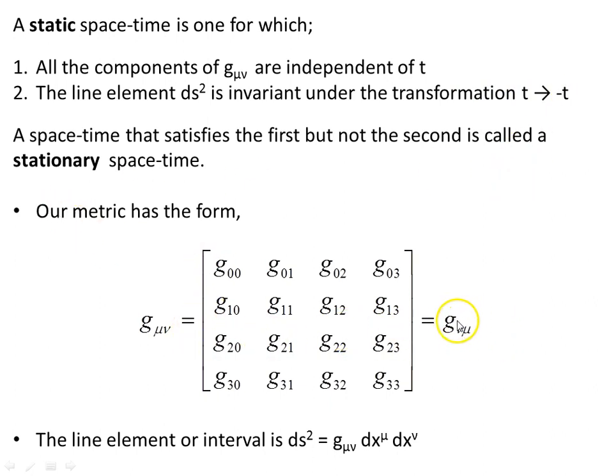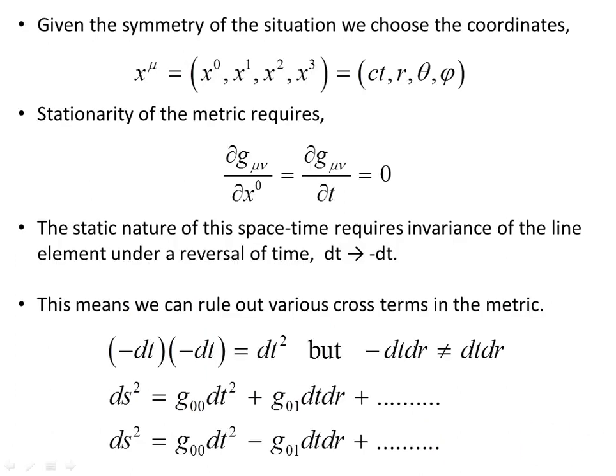This points out it's just symmetric with respect to its two indices. And the line element or interval, ds squared, is the metric times dx mu dx nu, the differentials of the coordinates. Given the symmetry situation, we could choose spherical polar coordinates. X mu is x0, 1, 2, 3, there's four of them: ct, r, theta and phi.